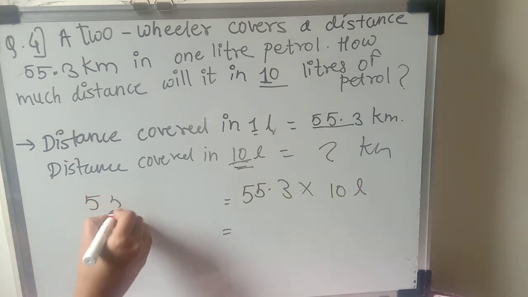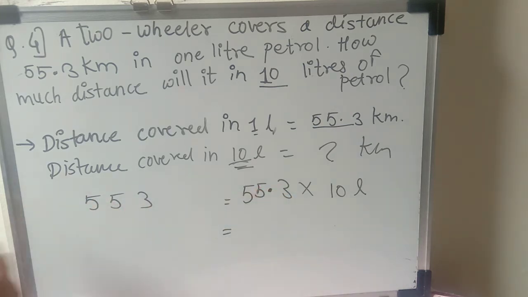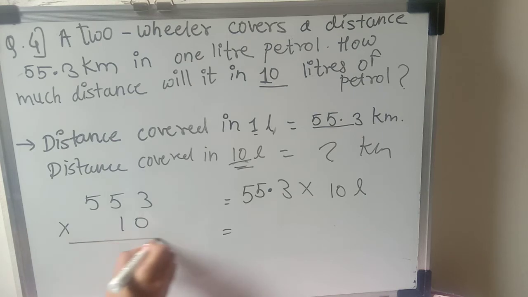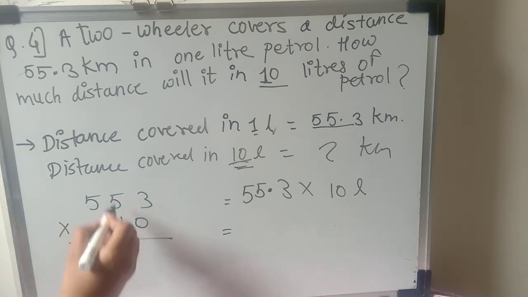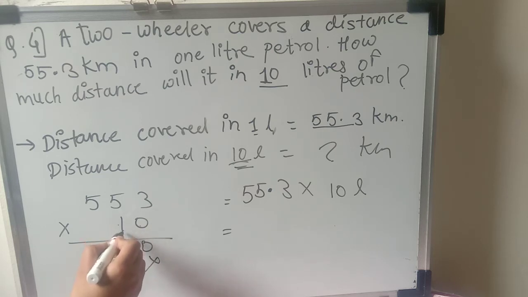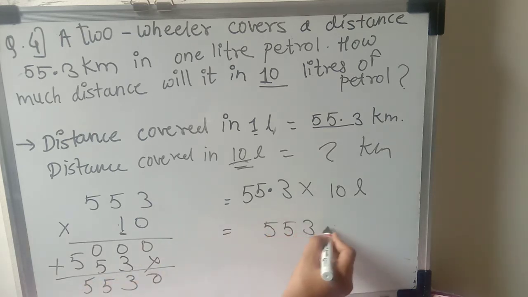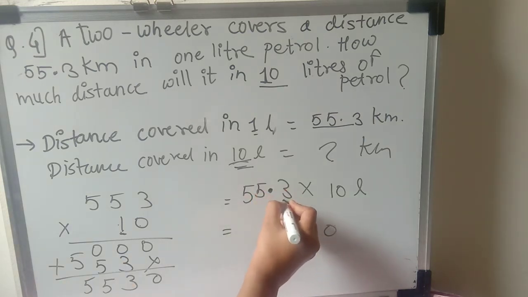Let's just multiply as a whole number. Without putting the decimal point, let's just multiply with the 10. Okay, so 0, here 3 digits are there. If we are multiplying with the 0, we'll get the same number. And if we are multiplying the 1 with all these numbers, we'll get the same number, that is 5, 5 and 3. So here we got the answer 0355. Okay, 5530.